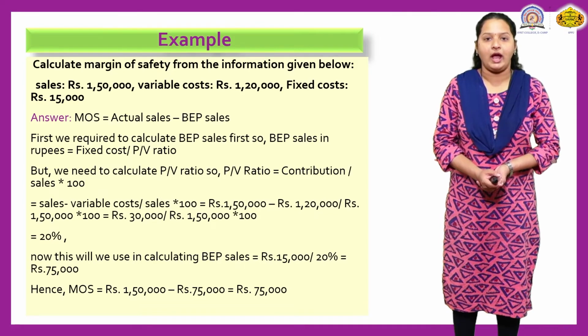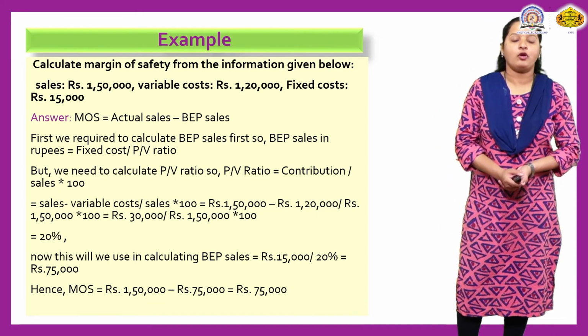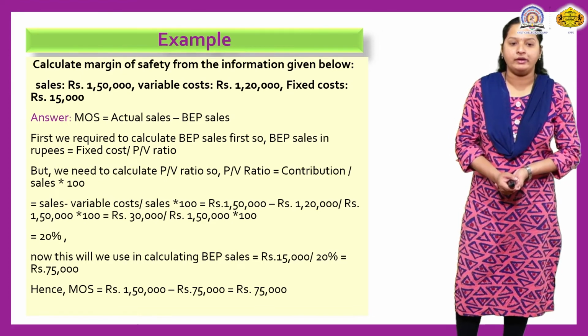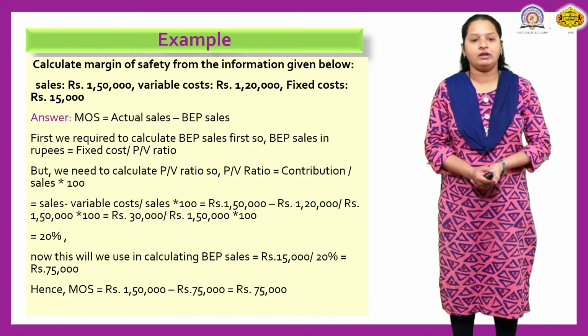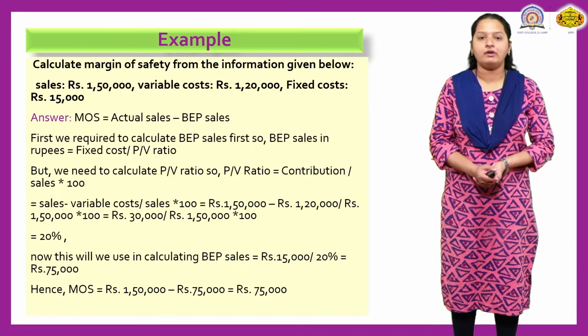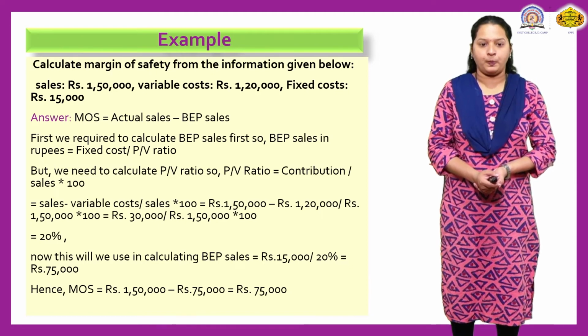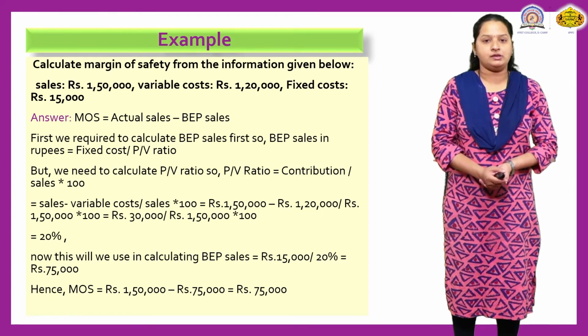MOS is equal to actual sales minus BEP sales. For that purpose we require to calculate BEP sales, because in the given example we only have the actual sales but we do not have the BEP sales. So, first we require to calculate BEP sales in rupees.